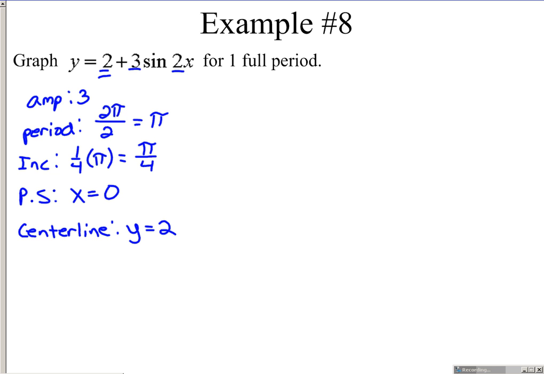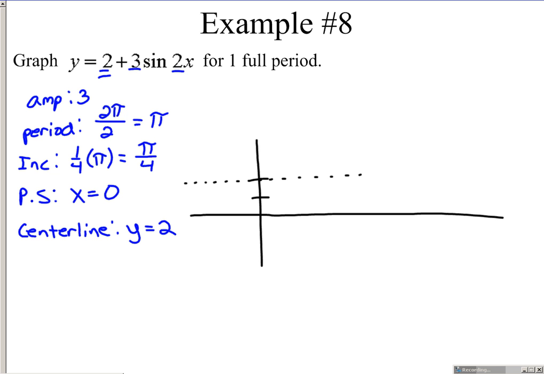There was no phase shift, so right away we're going to go ahead and draw in our y-axis. There's our x-axis. Our center line, though, has been shifted up to y equals 2. So there's our new center line. Our amplitude, remember, is measured from that center line. So our amplitude is going to go up 1, 2, 3 units, up to 5, down 1, 2, 3 units, down to -1.